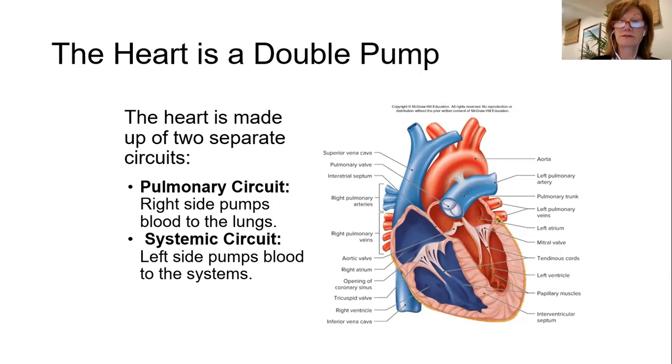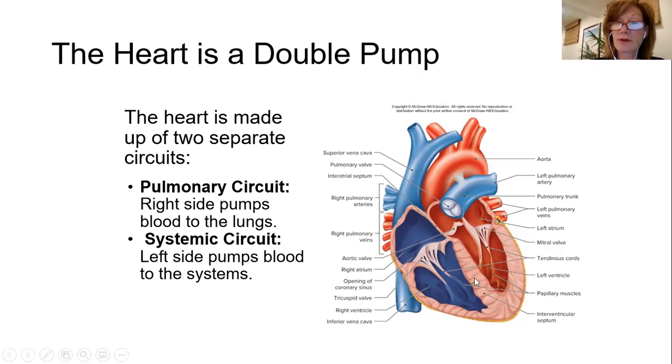And of course, the point of carrying that blood to the lungs is to pick up oxygen. So now the oxygenated blood will return to the other side, to the left side of the heart. That is part of the systemic circuit. So the left side, the systemic circuit, will pump that blood to all of the systems. So again, it should be fairly easy to remember. Right is pulmonary, pumping to the lungs. Left is systemic circuit, pumping to the systems.